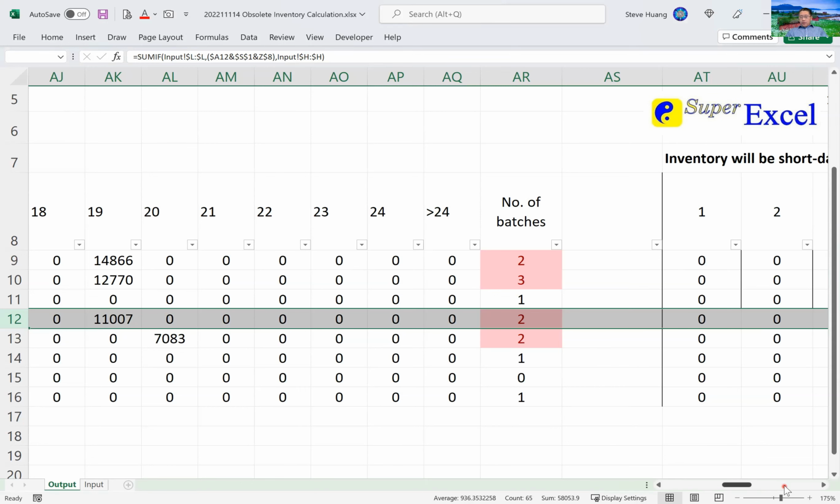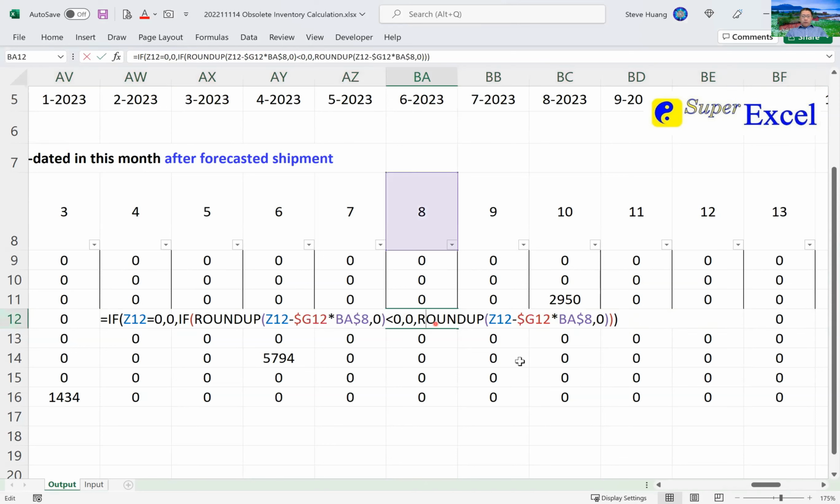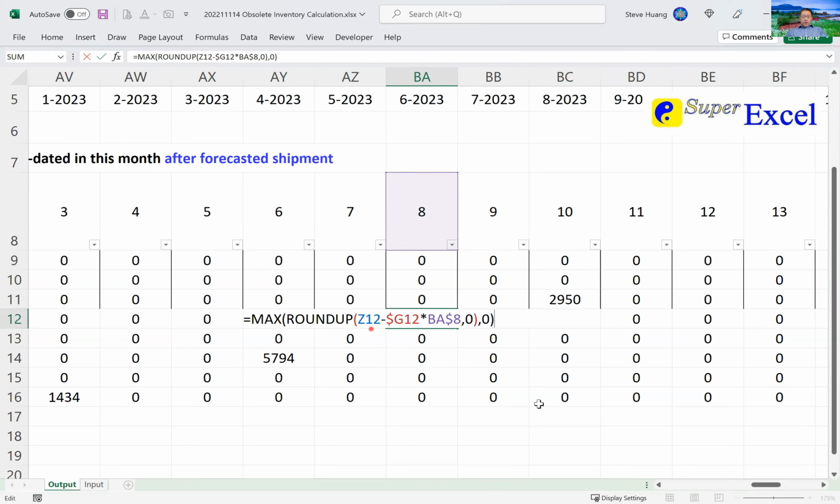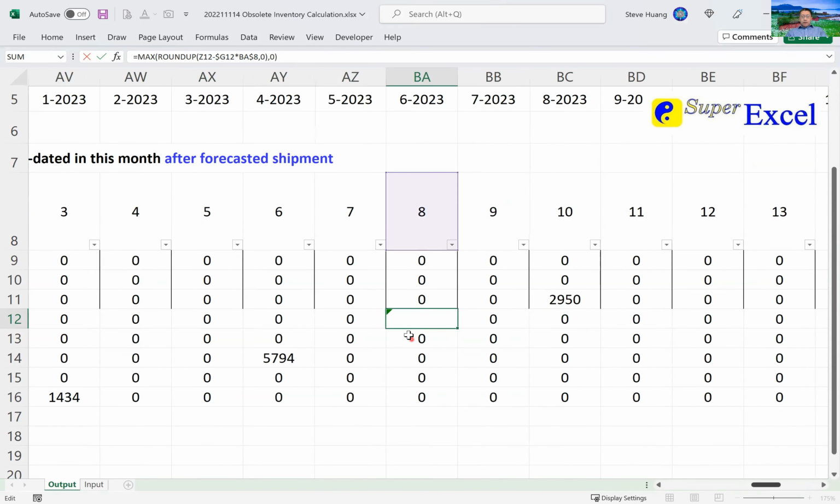So let's look at how our formula does. For the month 8, I haven't changed the formula over there yet. Let me just copy that formula to over here. So that gives us the same result, but it's now our shorter formula. We're using that inventory, which is Z12, which is at 3,149 units. We use that minus G12, which is that monthly forecast, times 8. This will give me in the 8th month how many units will be shipped.